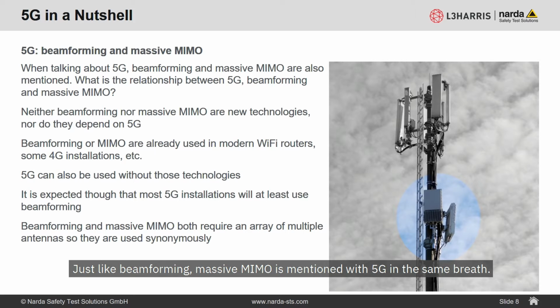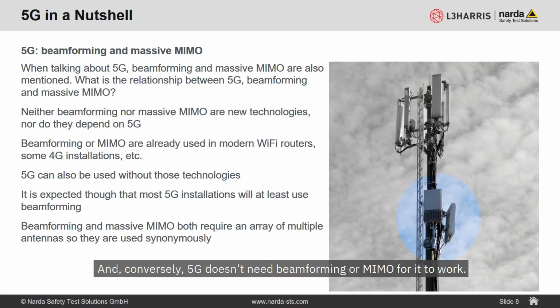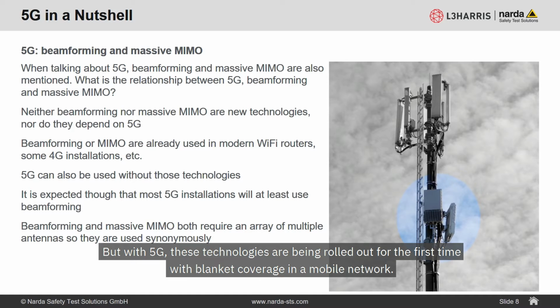Just like beamforming, massive MIMO is mentioned with 5G in the same breath. But the fact is that both these technologies are completely separate. A modern router, such as may be found in any household these days, can already transmit its signal using MIMO and beamforming. And conversely, 5G doesn't need beamforming or MIMO for it to work. But with 5G, these technologies are being rolled out for the first time with blanket coverage in a mobile network.